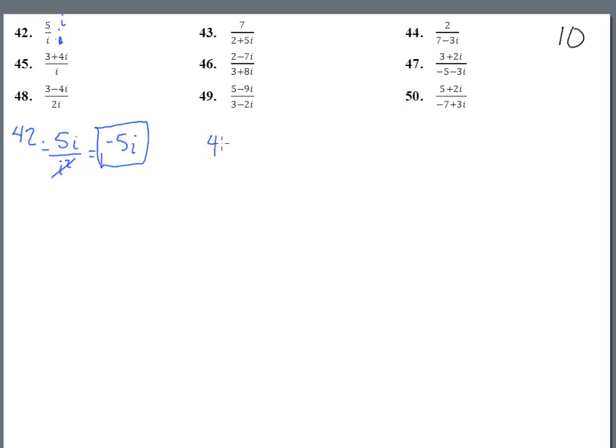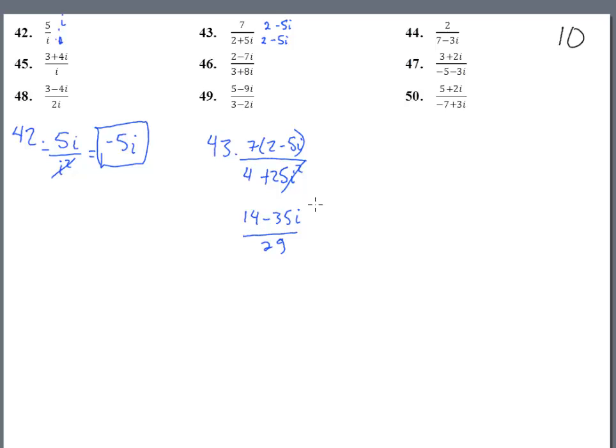Number 43. 7 over 2 plus 5i. Now this one is a binomial on the bottom, so we're going to choose to times by 2 minus 5i on the top and the bottom. And we get 7 times 2 minus 5i over, now we did conjugates, so we could get 4 minus 25i squared. i squared is a negative 1, makes it 4 plus 25. So we have on the top 14 minus 35i over 29.